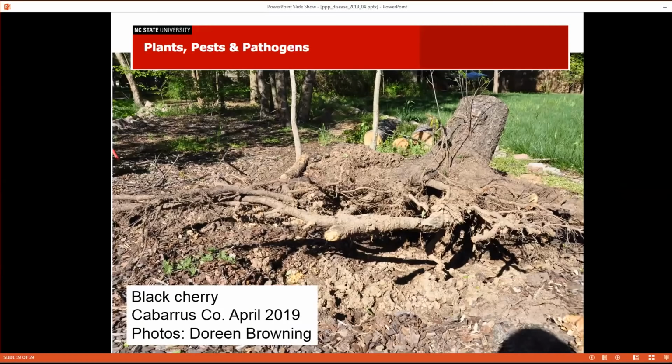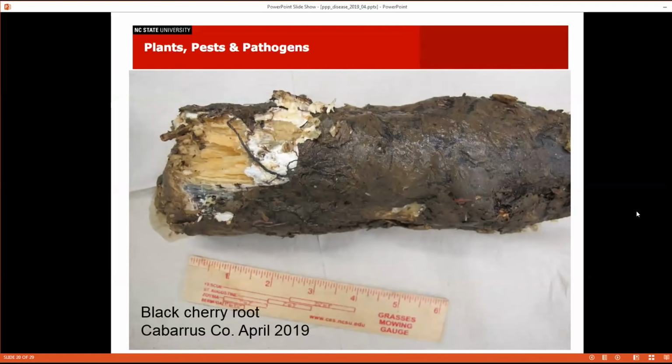Our final People's Choice winner is from Cabarrus County. Doreen Browning called first and uploaded some pictures and then sent a physical sample of this black cherry tree that went down, not in our storms this past Friday, but in an earlier storm. The roots came up out of the soil like this. And when the physical sample arrived, it looked like this.